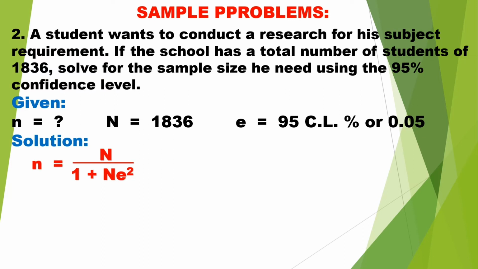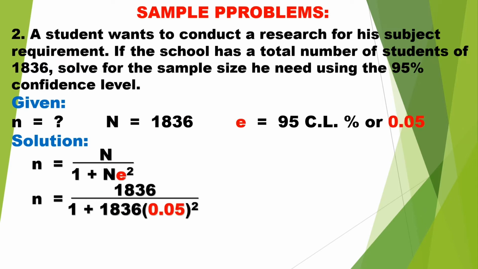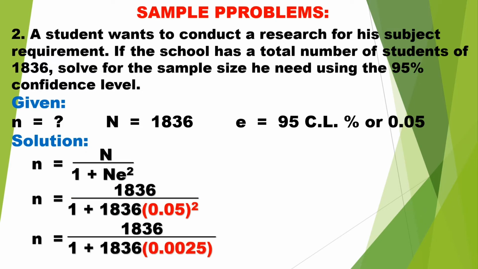Substitute the givens on the formula. Substitute 1,836 to uppercase N in both the numerator and denominator and 0.05 to lowercase e. Again, after substituting the values on the formula, our general equation to solve for the sample size is lowercase n equals 1,836 over 1 plus 1,836 times 0.05 squared. Again, first to simplify is the exponent. So we have 0.05 squared equals 0.0025.